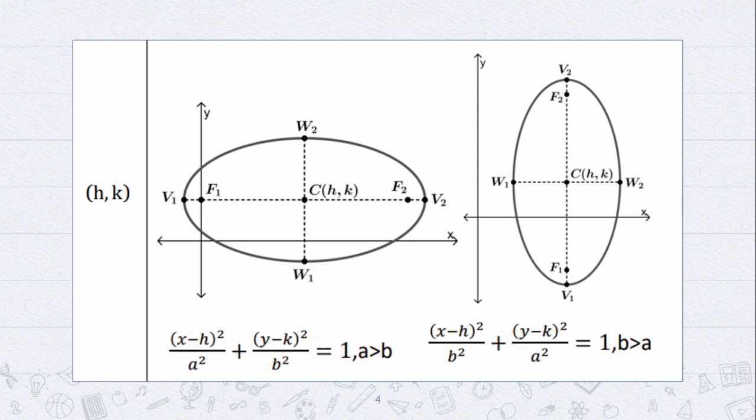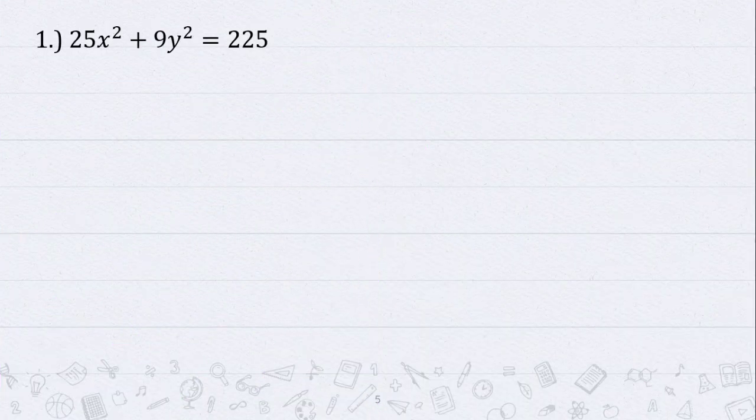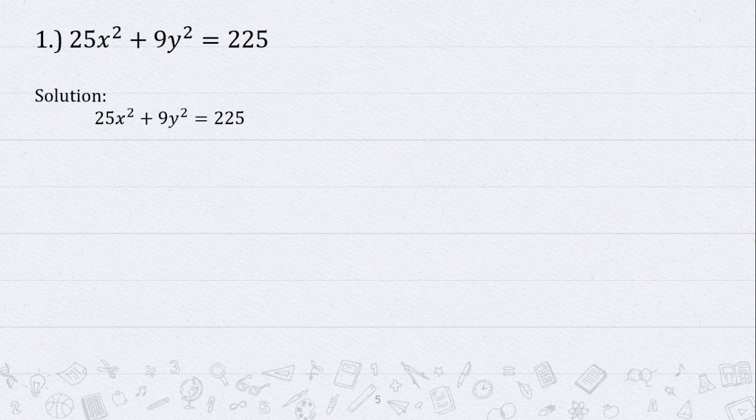With this, we are now ready to start graphing an ellipse. Let's start with the first item. 25x squared plus 9y squared is equal to 225. This is in general form. If there are three terms here, that means to say that our center is at 0, 0. Let us now convert this one to standard form.